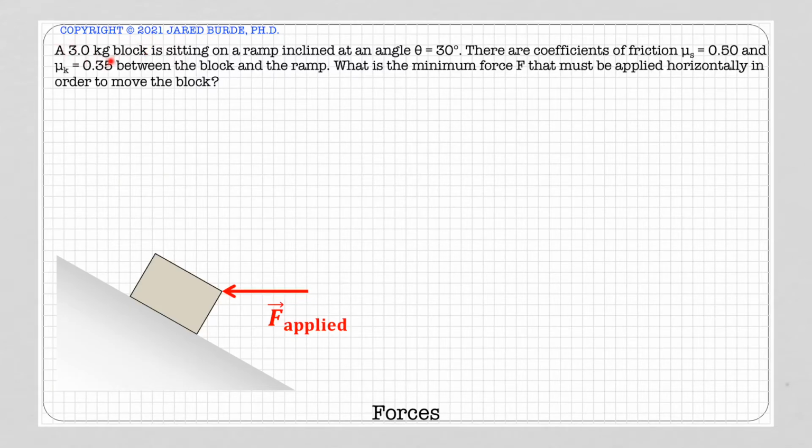Here we have a 3 kilogram block sitting on a ramp. That ramp is inclined at an angle of 30 degrees. We're given the coefficients of friction between the block and the ramp. We want to find the minimum force F that is applied horizontally to the block in order to cause it to move.